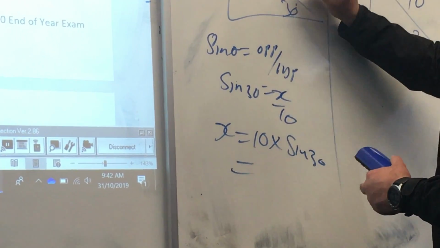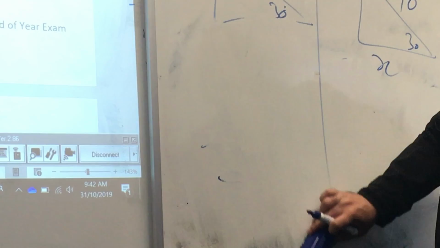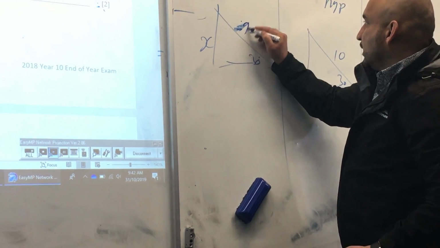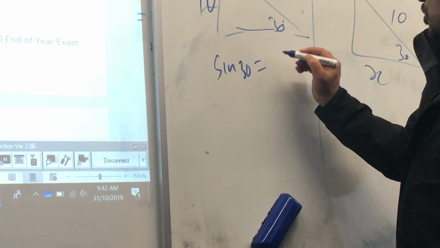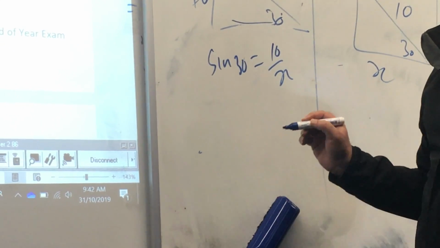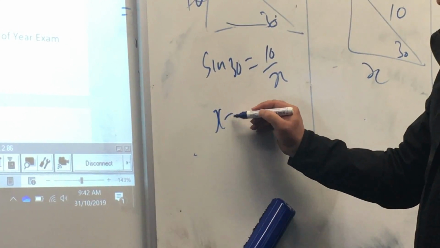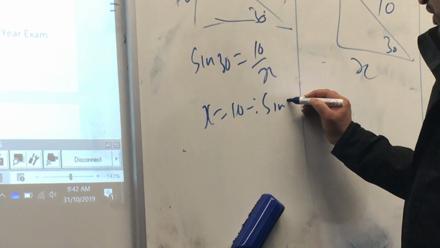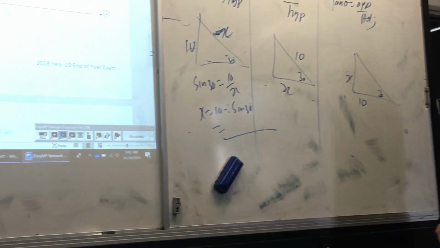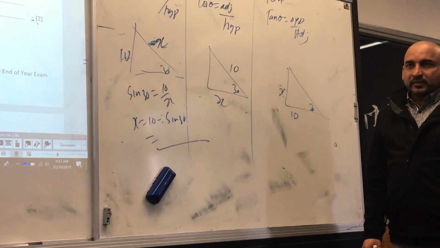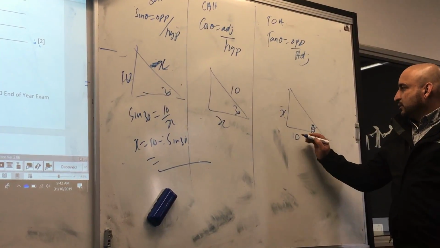Same question. If I give you x is there and 10 is there, so sine 30 will be equal to 10 over x, and I've taught you if x is at the bottom, you divide. X is equal to 10 divided by sine 30. Same applies to all of these, cos and tan.